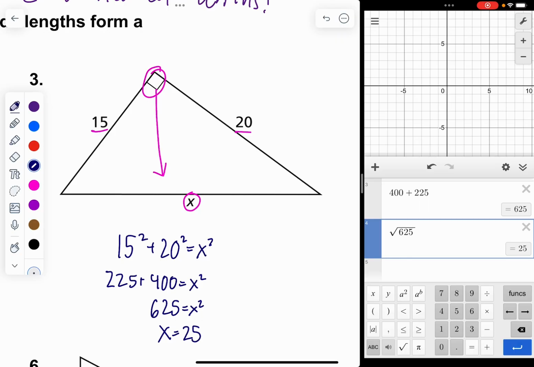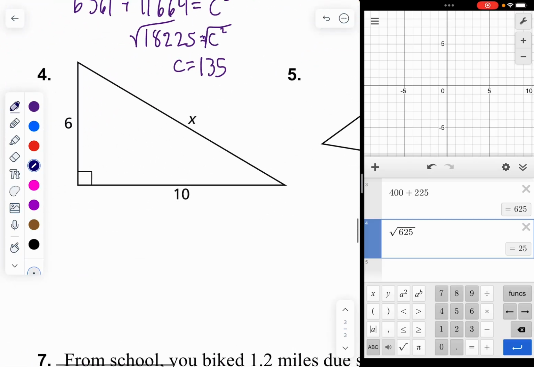If it's an integer, then it's equal. If you wind up with a decimal, I use the little squiggly equal sign to show that it's an approximate answer. So x equals 25, so the answer here is 25. Move on to number 4.